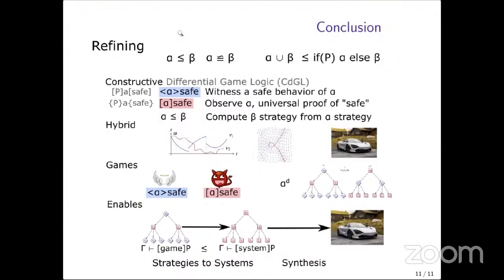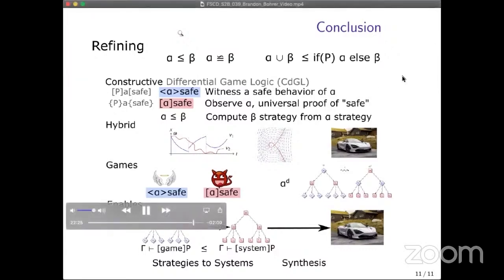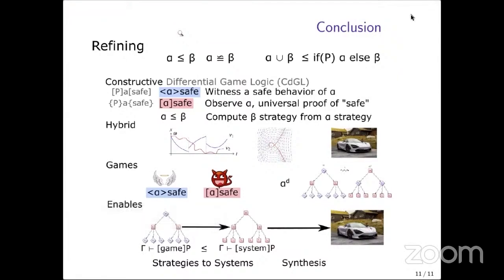While hybrid games are imperative, CDGL gives us a constructive interpretation of diamond and box modalities, and it gives us a constructive Curry-Howard isomorphism. Proofs about games correspond to computable strategies. I would encourage the community to join me in exploring these Curry-Howard isomorphisms for logics that are about stateful programs. That is, for dynamic logics and game logics.